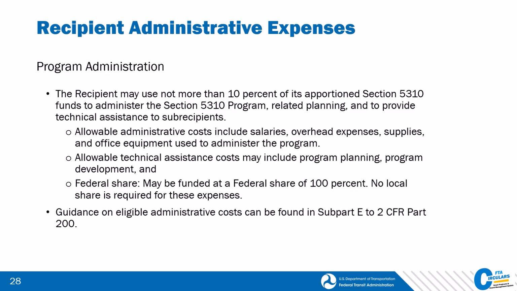Allowable technical assistance costs include program planning and program development. And this may be funded at 100% federal share, which means no local share is required for administrative expenses. Guidance on eligible administrative costs can be found in Subpart E to 2 CFR Part 200.